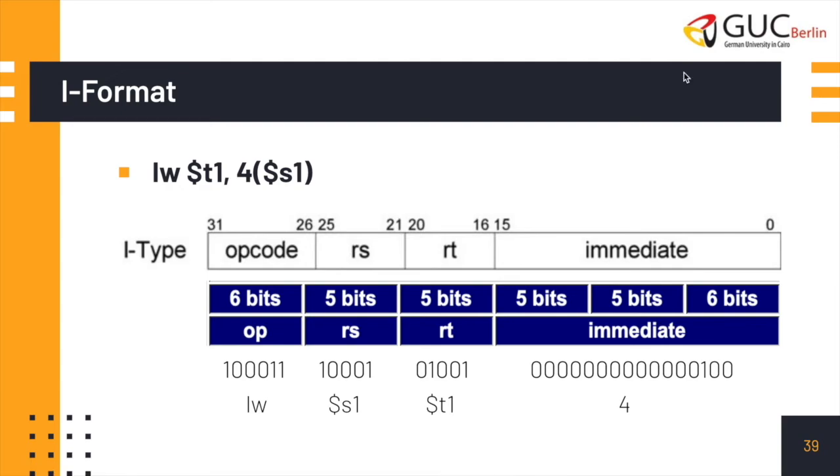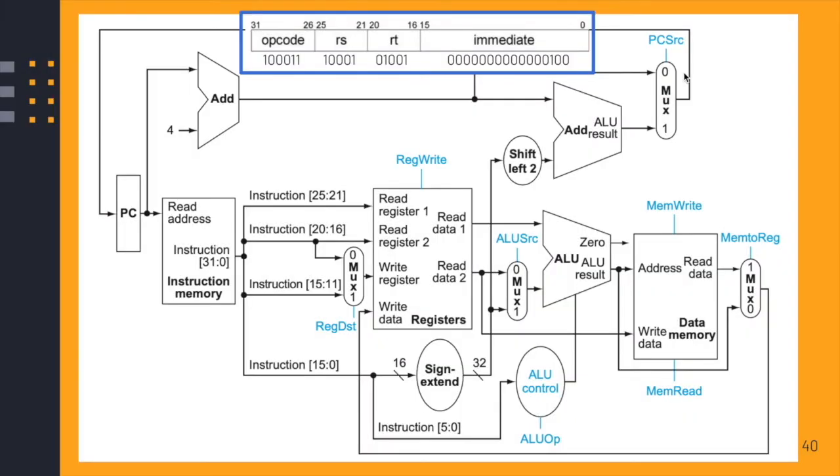So now let's move on to our lovely data path. As you can see here above in the blue box, we have the machine code instruction, which is the concatenation of the binary values of all fields. And let's start with our first stage, which is the instruction fetch stage. As you can see in this example, I will go quickly.